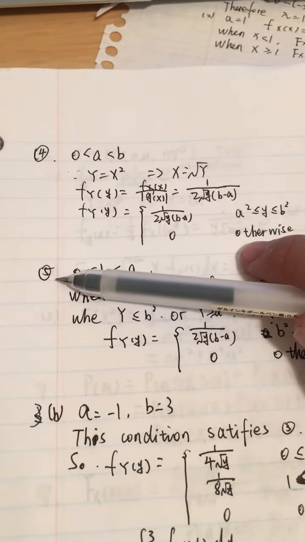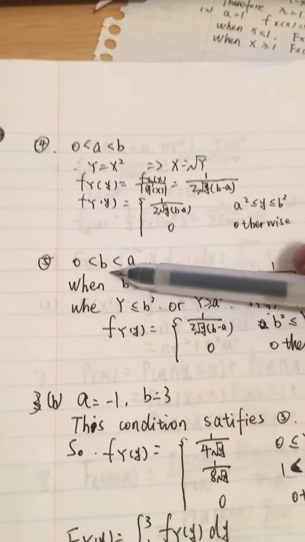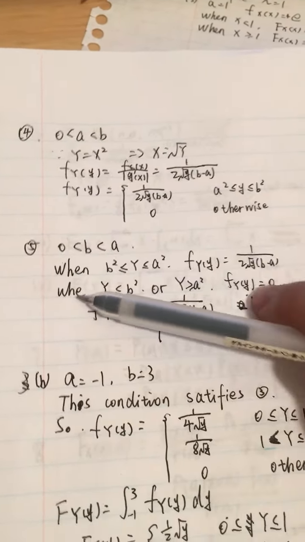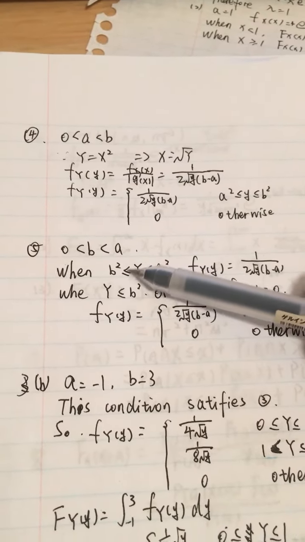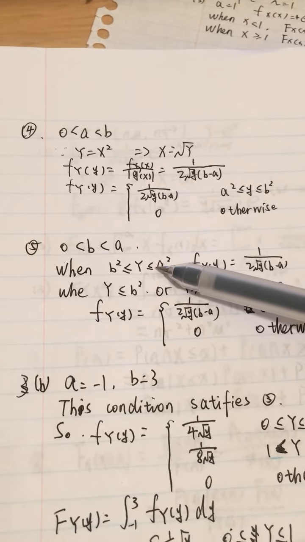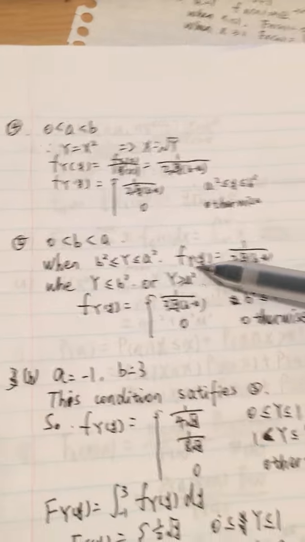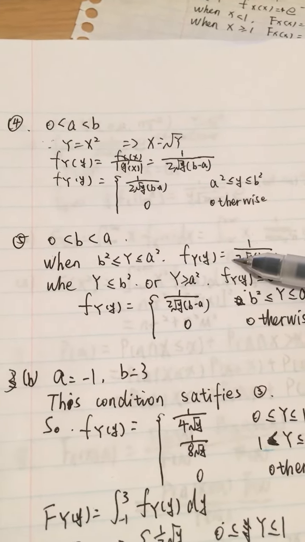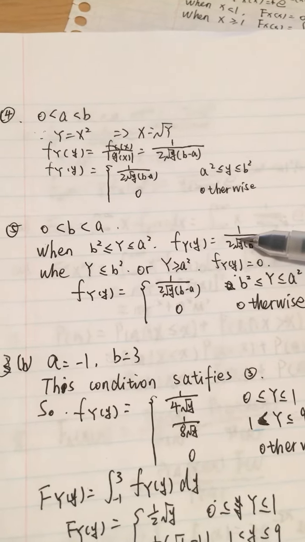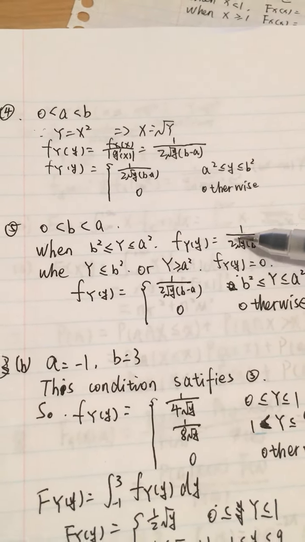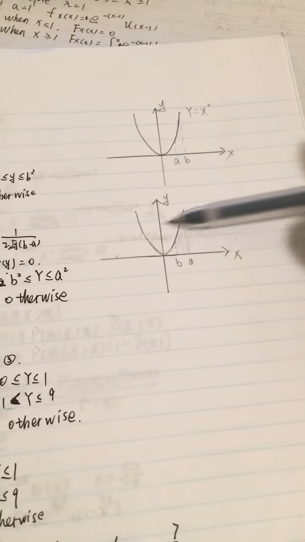And the fifth condition is b is greater than 0 and is less than a. When y is greater or equals to b squared and is less than or equals to a squared, fy of y equals 1 over 2 multiply y to the power of 1 over 2 multiply b minus a. This is the graph.